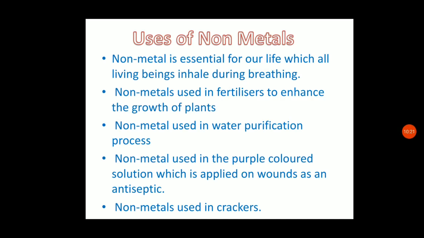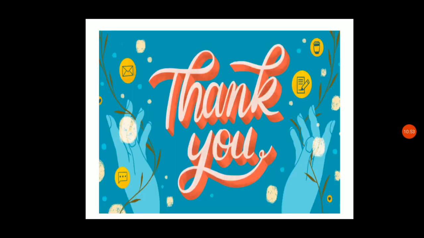And non-metal is used in the purple colored solution which is used as the antiseptic. And also the non-metals are used in crackers. The red phosphorus is a non-metal. The phosphorus is used in making the crackers. So these are the uses of non-metals. Okay, so this is the end of the chapter. Thank you.